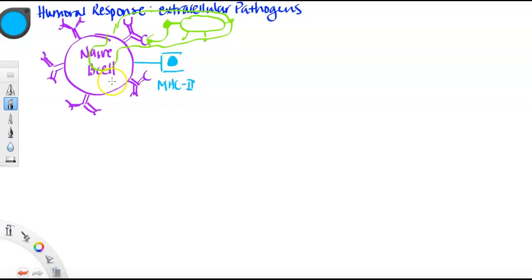Because remember, B cells are antigen presenters. So they have MHC2 platforms, not one. Okay, so now it's there and it's posted on its little platform. Is it activated? No. To activate, it must have the help of a T helper cell.